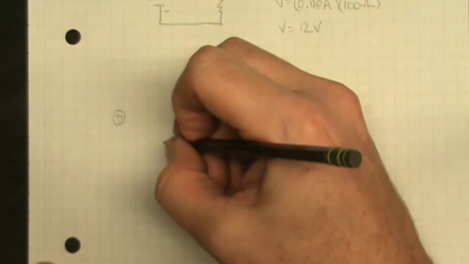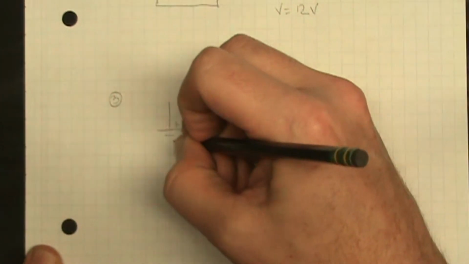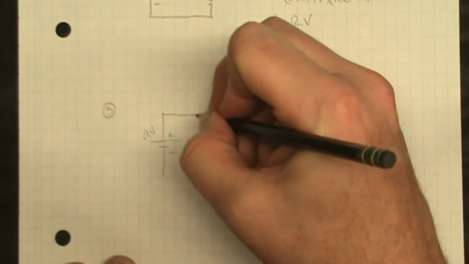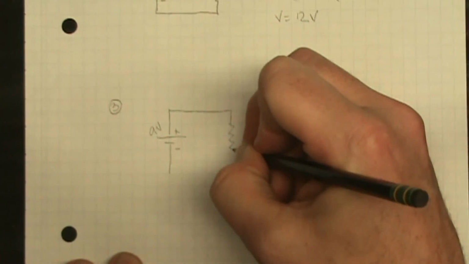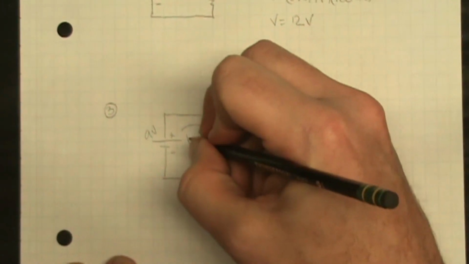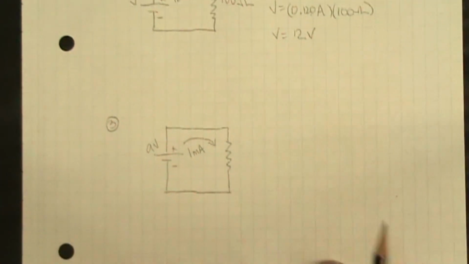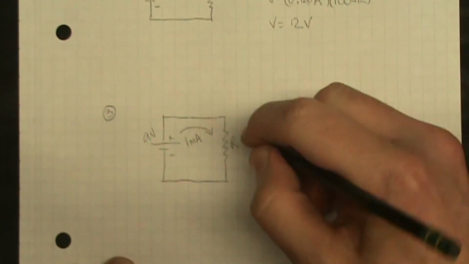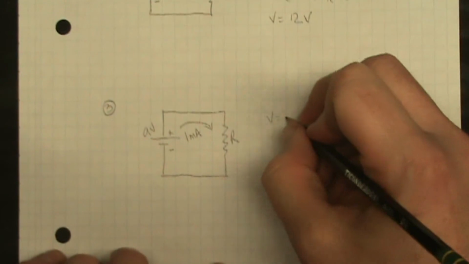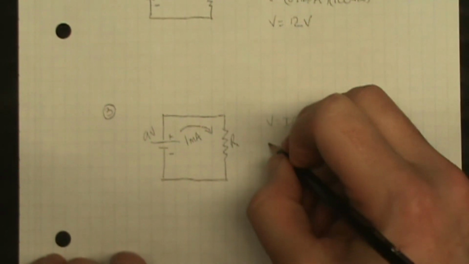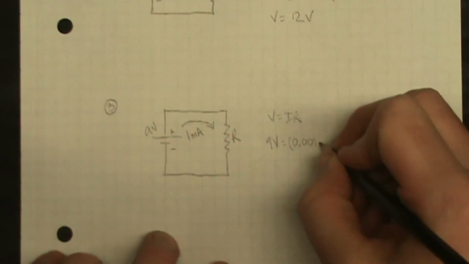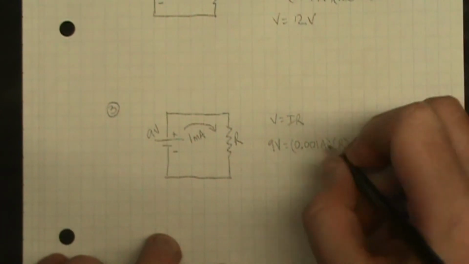Example 3. We have another battery. Keeping it simple here. It's 9 volts. In the circuit we have a resistor of unknown value, and through this circuit there is 1 milliamp of current flowing through this resistor R. Again, not much to it. V equals IR, so 9 volts equals 0.001 amps times resistance R.